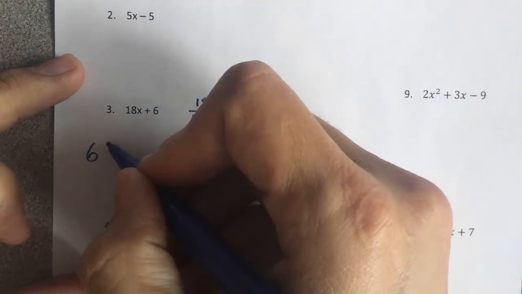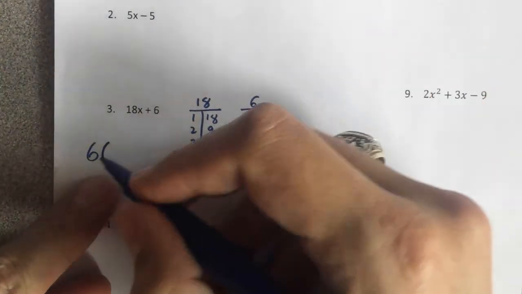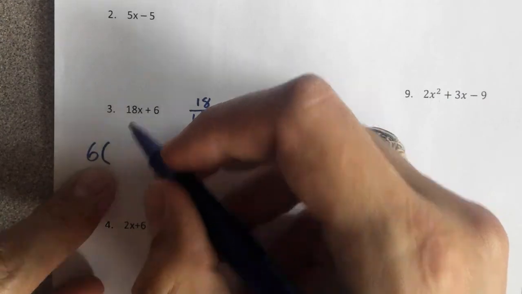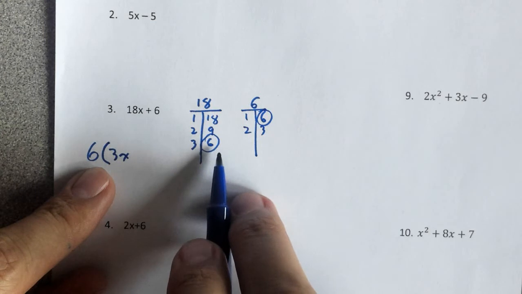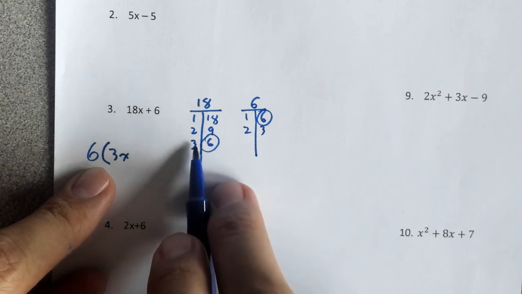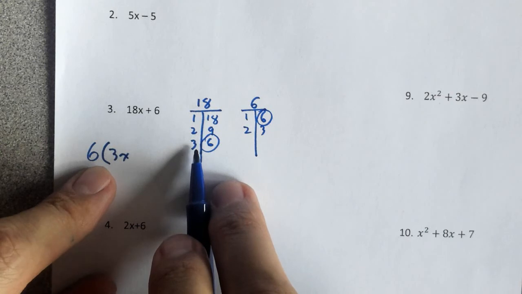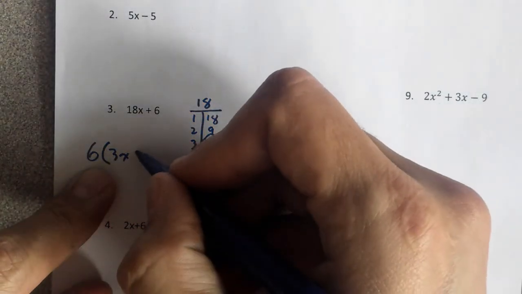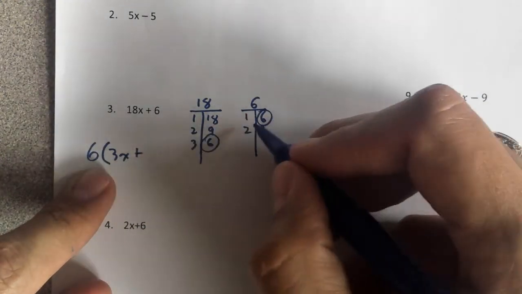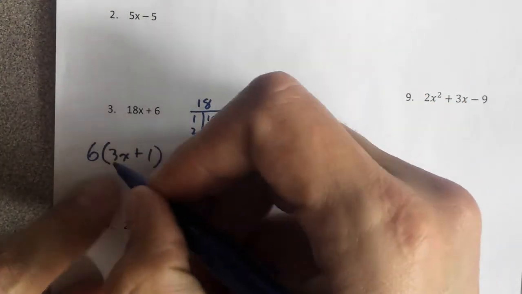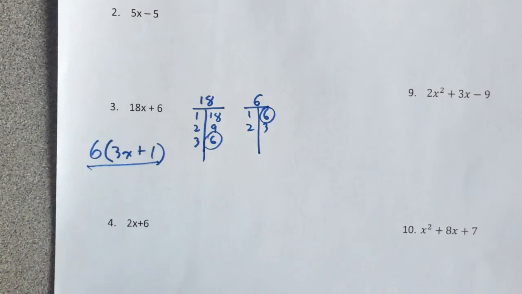Then we can come in here. 6 times what gets me 18x? 6 times 3x. And if you notice, if you've done the little tree here, the 3 is already right here for you. It's ready to go. We're going to use that later. And 6 times what gets you 6? And it's 1 right there. That's what we're looking for.